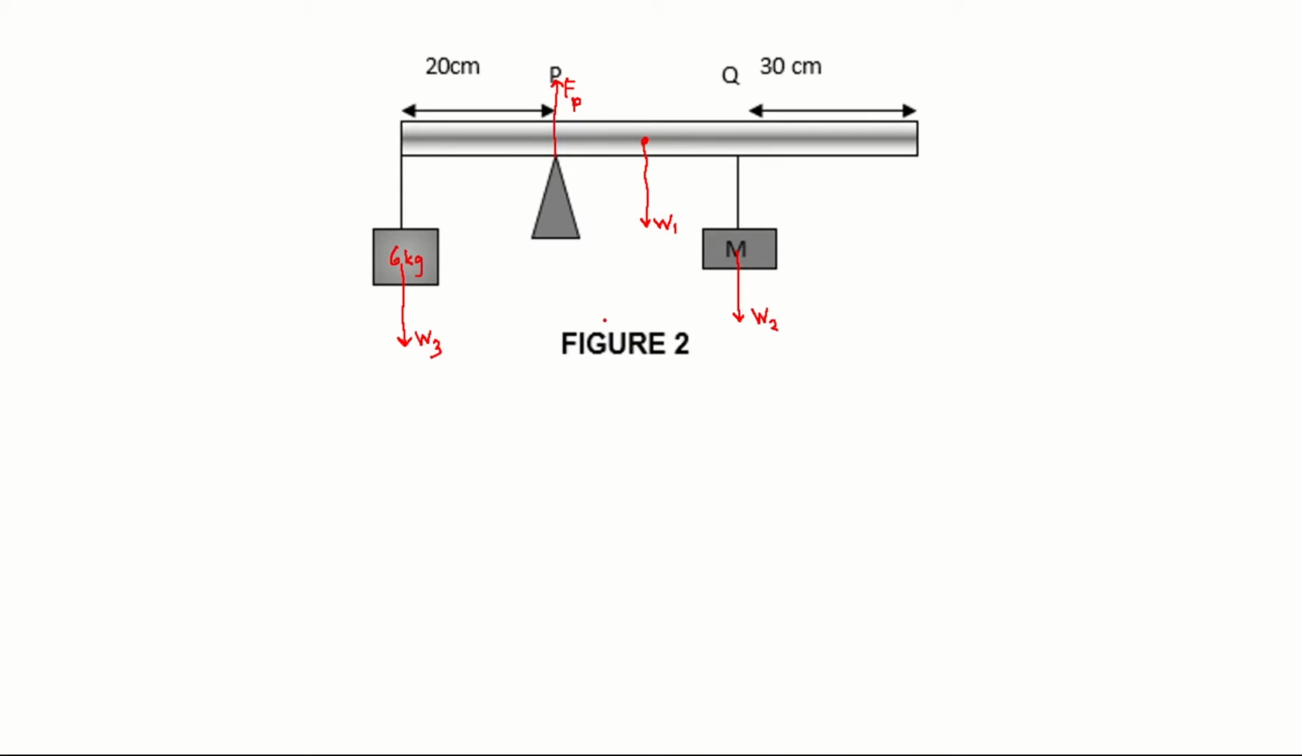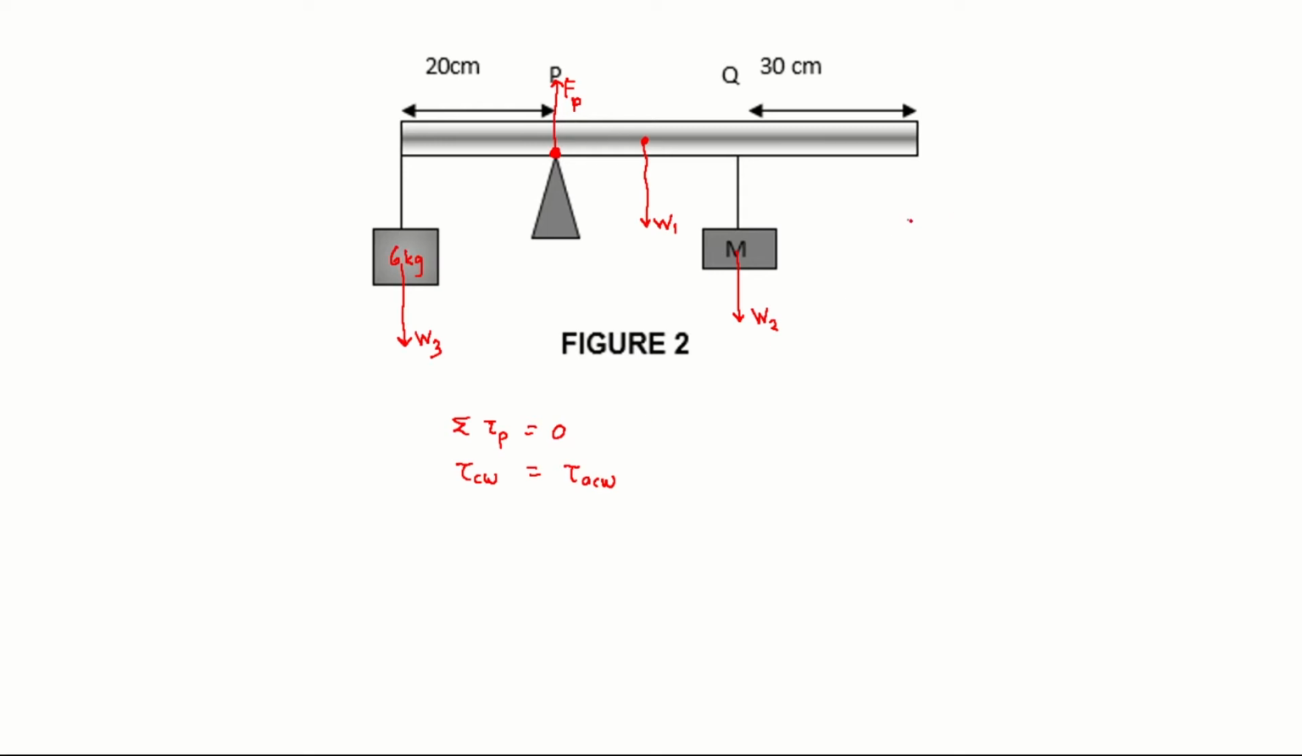For this case, we can use torque to determine the value of M. When the system is in equilibrium, the net torque must equal 0. For the axis of rotation, we can choose point P. So the net torque at point P equals 0, which means that the clockwise torque must equal the anti-clockwise torque.